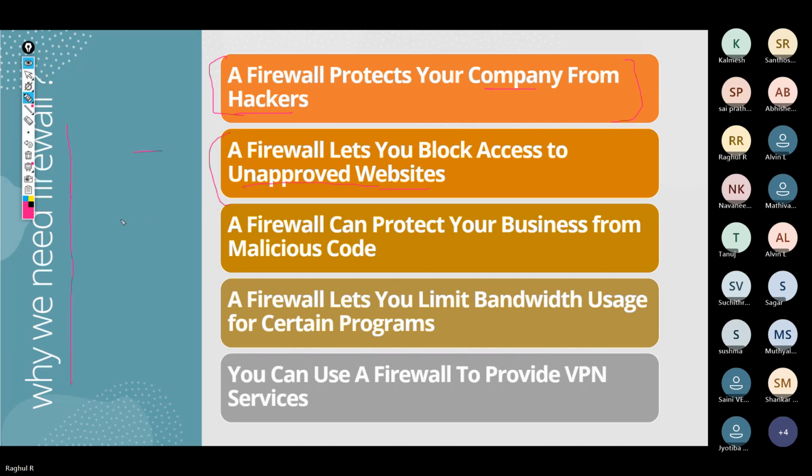So from the LAN, if anybody tries to access unapproved websites or malicious websites, that should be blocked by the firewall. That is the second one. Firewall can protect your business from malicious code. Malicious code means, when you click any link, some file gets downloaded from the internet. That is malicious code, or malware or virus we can say. Those things will be blocked by the firewall.